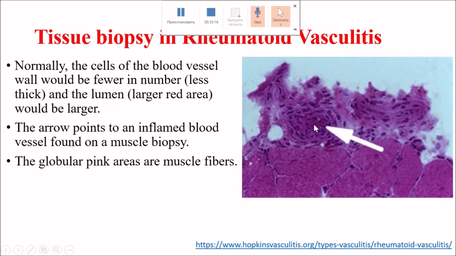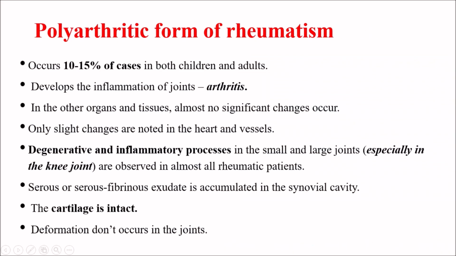Here you see the tissue biopsy slide. Normally, the cells of the blood vessel wall would be fewer in number and the lumen would be larger. But here we see the inflamed blood vessels. Here we see the accumulation of the inflammatory cells, and the globular pink area here is muscle fibers. You see muscle fibers. And here also we can find the inflammation around the blood vessels. So we call this vasculitis.